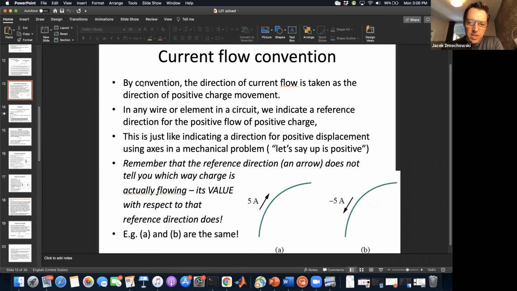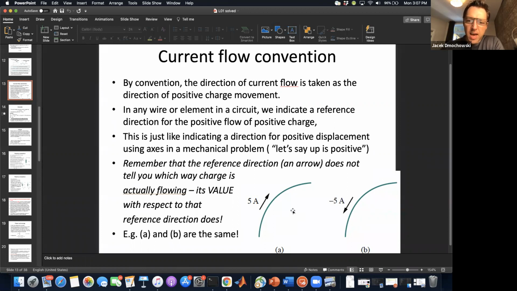So again, the convention in this course is that positive charge does the moving. When you draw an arrow in a circuit, you are saying that positive charge is moving in that direction, right? So these two pictures are identical. If you have 5 amps of current flowing along the arc, that is equivalent to saying you have negative 5 amps of current flowing down the arc. These two scenarios are strictly equivalent, and you should convince yourself of that fact.